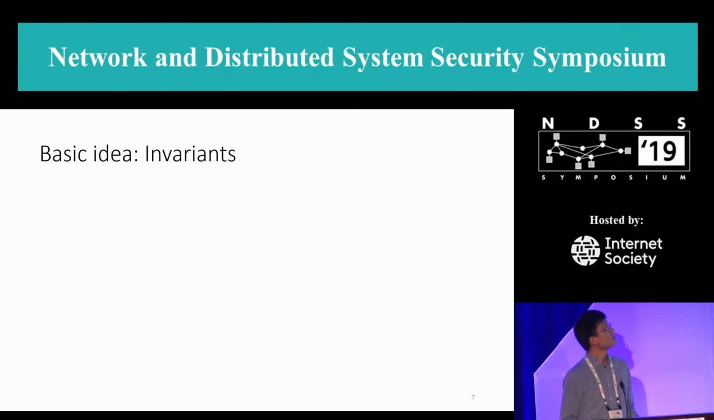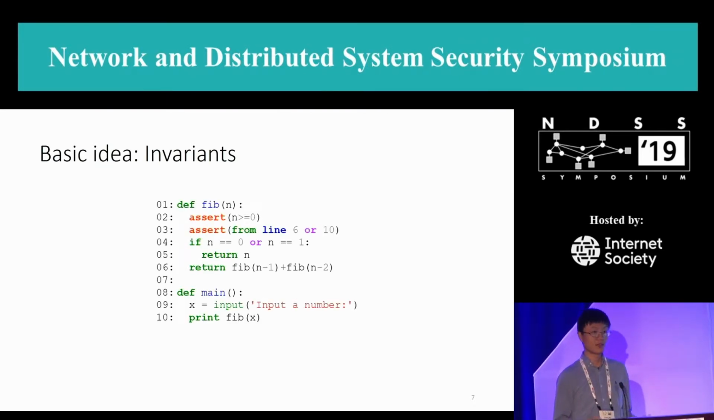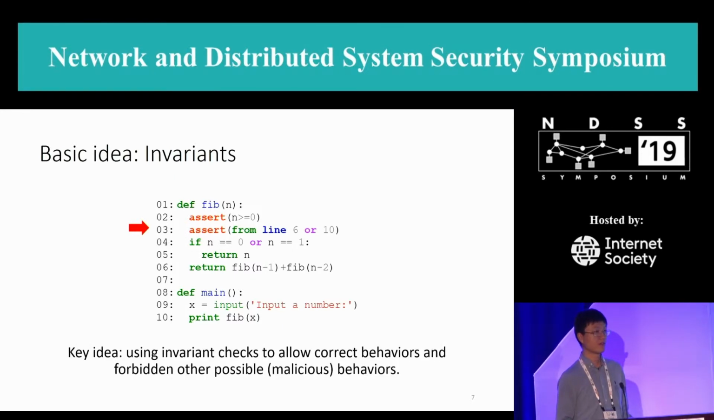Our method is inspired by program invariants. How does program invariance work? Here is a very simple example, a Fibonacci number computing program. Line 2 is a value invariant. It checks that the given parameter has to be larger than or equal to 0. And line 3 is a control invariant. It asserts that the caller of this function has to be itself, meaning a recursive call, or it's from the main function. So the key idea of using program invariants is to use invariant checks to only allow the correct behavior of the program execution and disallow all other possible malicious behaviors.